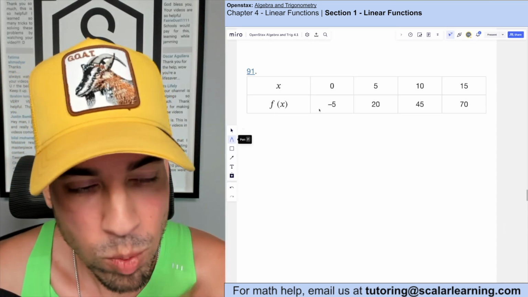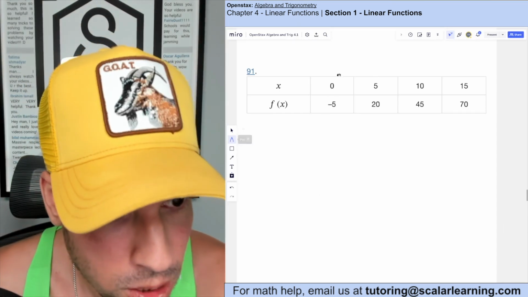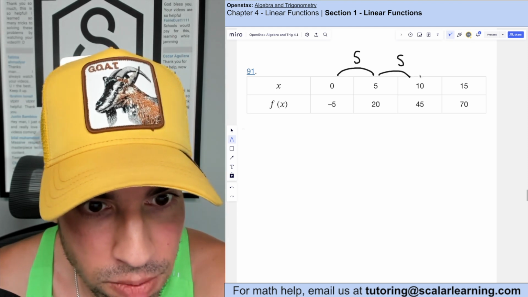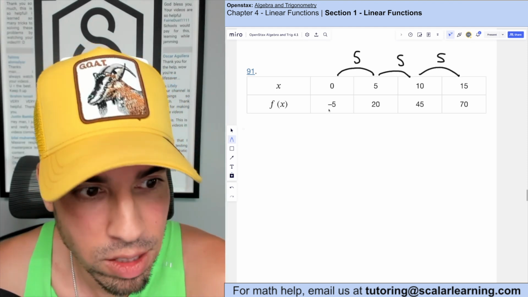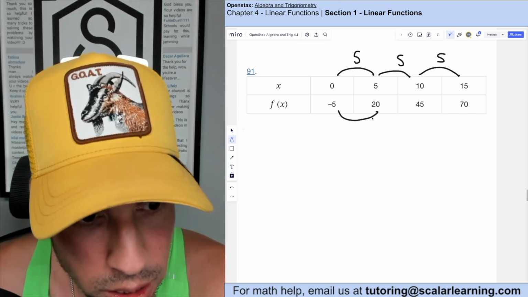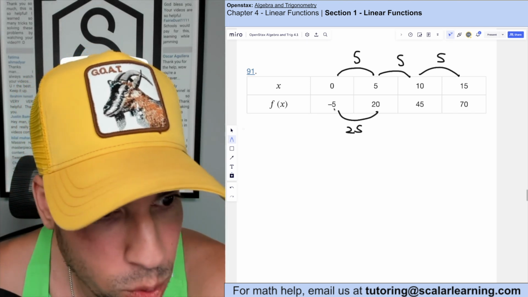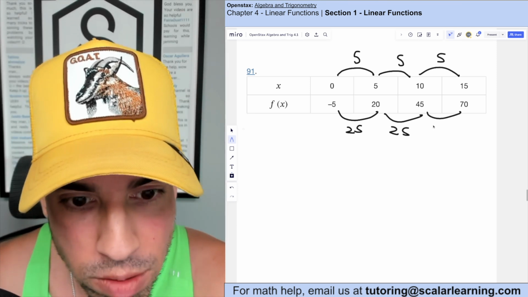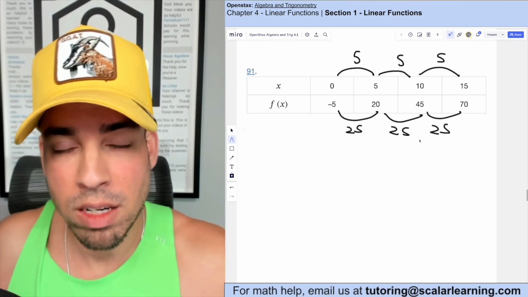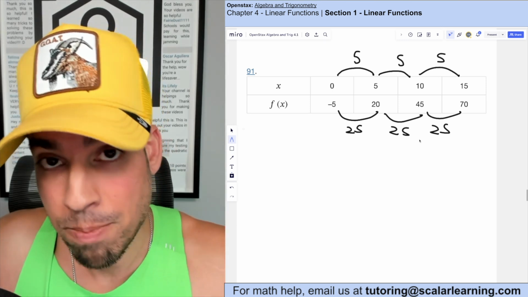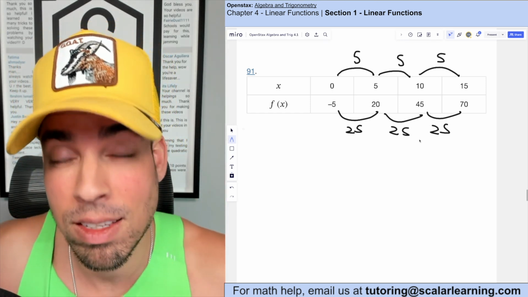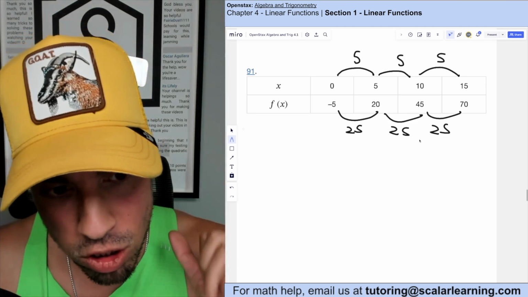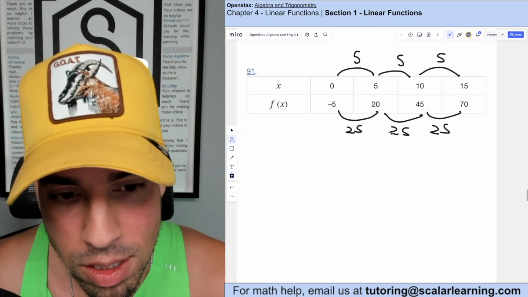So first, to determine whether or not this can be a linear function, I'm going to look at the changes here. Every time it's going up by 5, up by 5, up by 5 for the x's. Now let's look at the y's. It's going up by 25, right? 25 plus negative 5 is 20. Up by 25 again, up by 25 again. So look at that. The ratio between the y's and the x's is consistent. That's a constant rate of change, and that's what a linear function is all about. So we know that this is indeed linear.